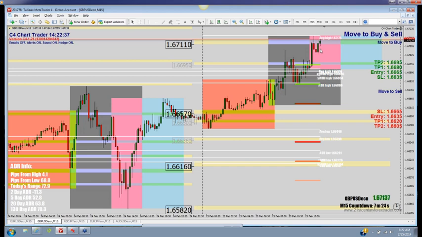If it can't break through there, then obviously we'll look to sell. Now, obviously, buying here would be a very dangerous proposition for us because we've already moved 72 pips, and the average daily range is about 70 pips. So is this a great spot to look for a buy?